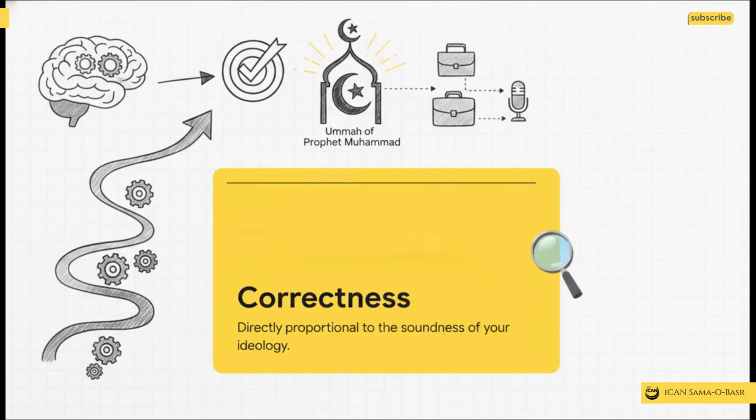Now, nobility has to be guided by correctness. The correctness of your vision is directly proportional to the soundness of your ideology. For example, as an ummati, meaning one belonging to the ummah of Prophet Muhammad, your vision absolutely must be anchored in a sound ideology to create true, lasting impact.